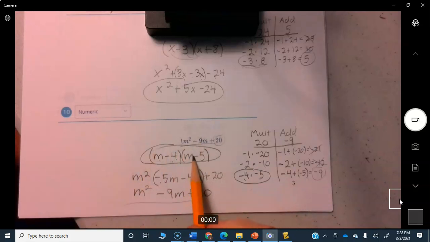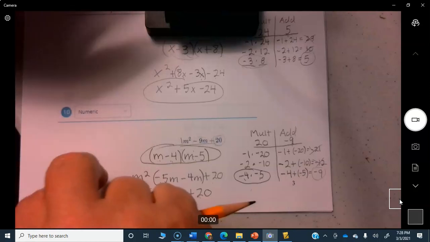So this is called factoring, and then what we're doing to check our work here, to get back to here, that's called expanding. Factoring, expanding. But the problem is asking us to factor. We're just expanding to check our work. Okay, let's keep going.